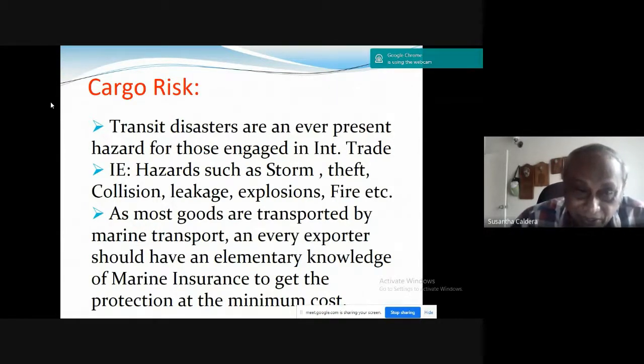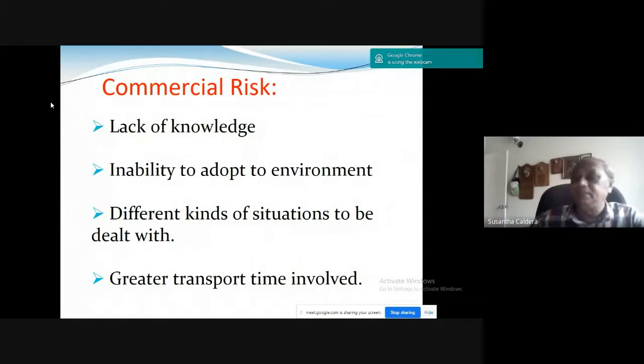Commercial risk. Commercial risk is lack of knowledge of the transactions, inability to adapt to the environment, different kinds of situations to be dealt with, greater transport time involved, right? If there is greater transport time involved, there can be potential risk, right?